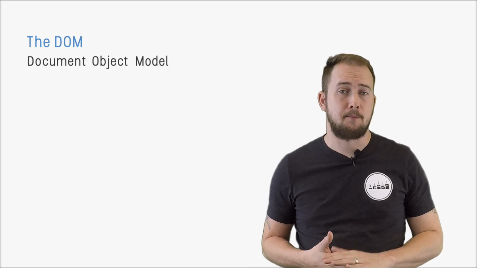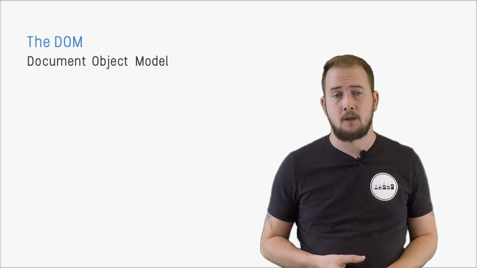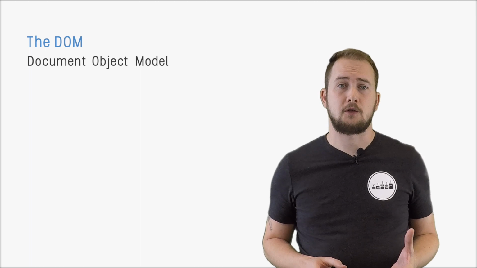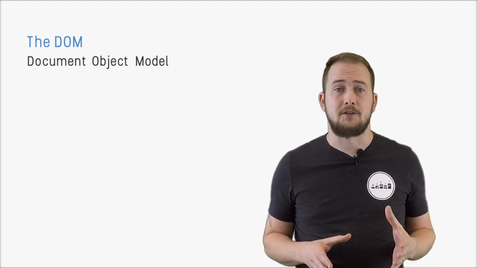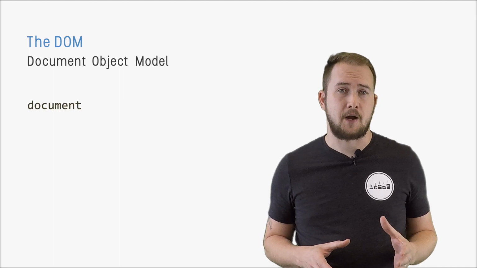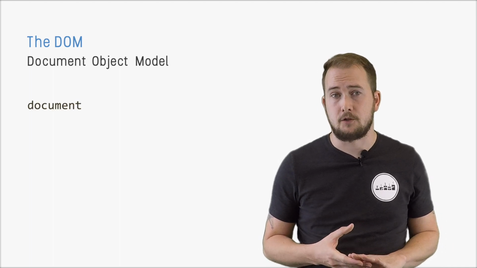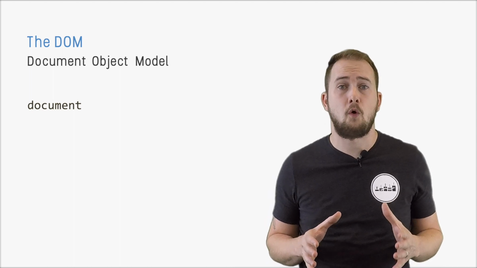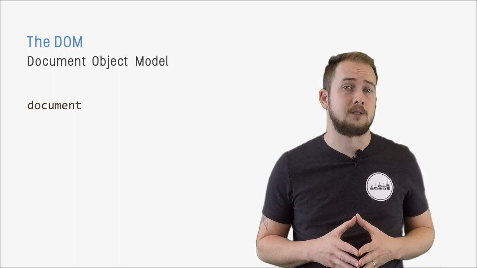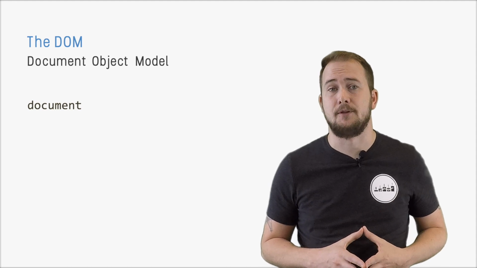JavaScript provides access to what's known as the Document Object Model, or DOM for short, which provides access to an object-oriented version of our HTML. To access it, we can use the document keyword, which exposes various methods for interacting with the page, allowing us to create new elements programmatically, remove unwanted elements, or change the properties or content of existing elements.